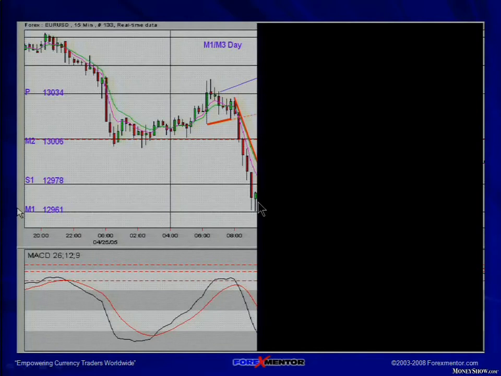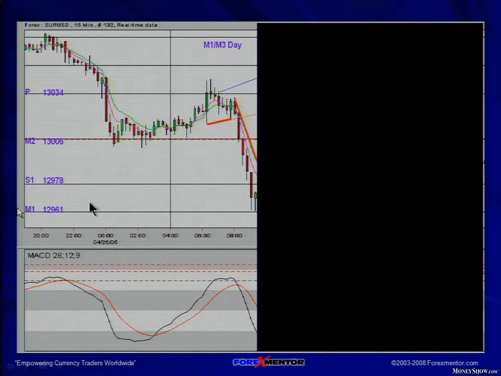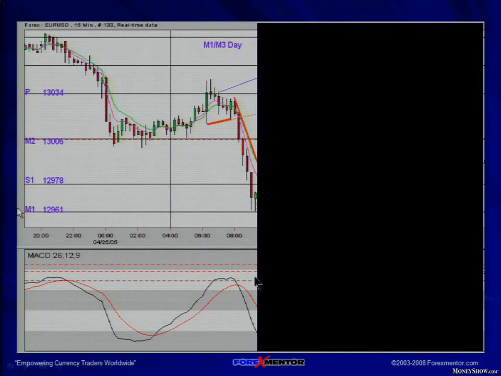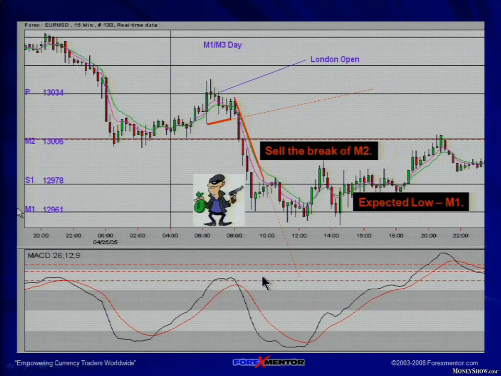You got that right, a hammer at a pivot level. Now, I'm not going to get into pivot levels extensively today, but it's one of the things we talk about at Forex Mentor. The big deal here is, look at this. Price stopped at M1 on an M1, M3 day and found support. Now, isn't that pretty cool?